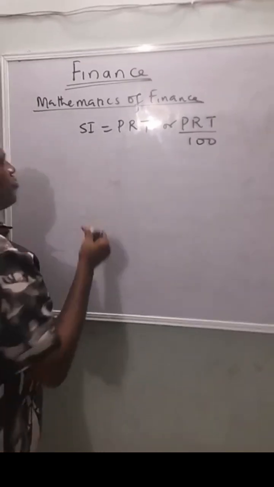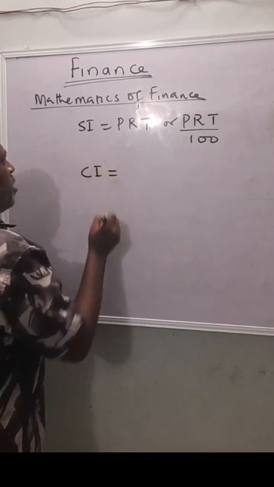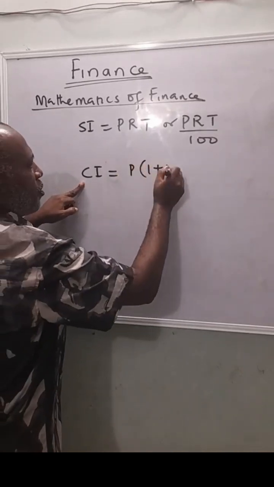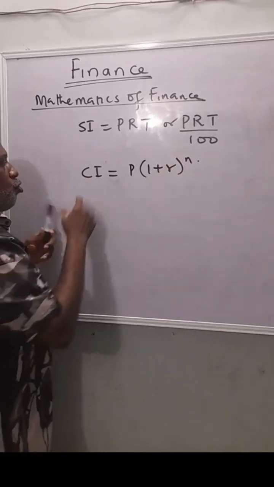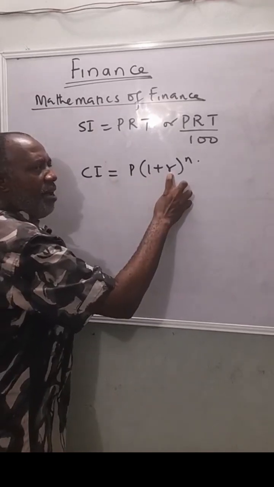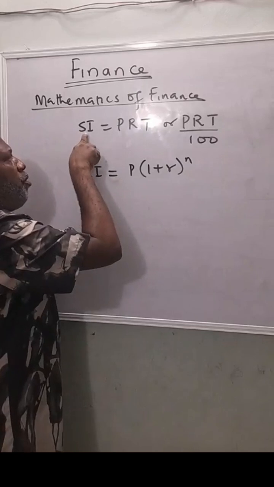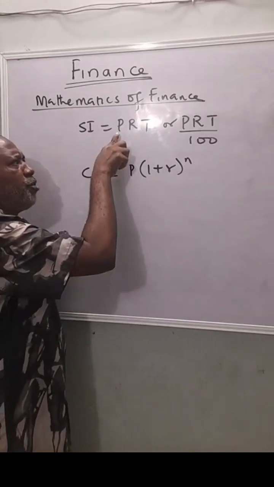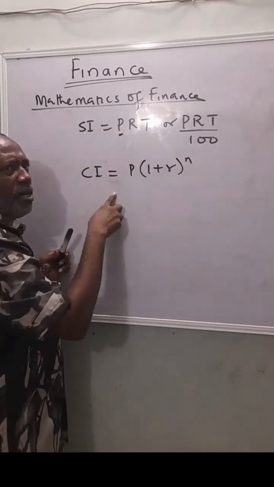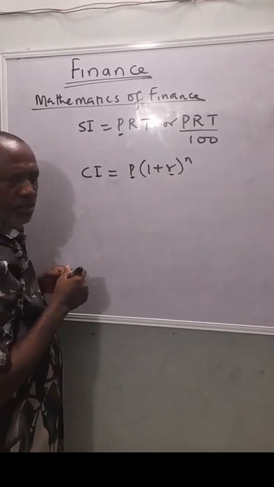T is the time. Another one is compound interest, CI. And compound interest is P into (1 plus R) all raised to power N. P is the principal, R is a rate, and N is the number of years. So simple interest is calculated only on the principal, while compound interest is calculated on both the principal and the interest.